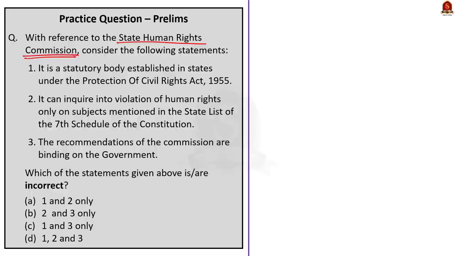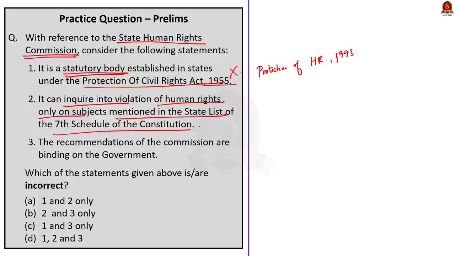Statement 1. It is a statutory body established in states under the Protection of Civil Rights Act 1955. The statement is incorrect. It is a statutory body. That is correct. But it was established under Protection of Human Rights Act 1993. Now, statement 2. It can inquire into the violation of human rights only on subjects mentioned in the state list of the 7th schedule of Constitution.